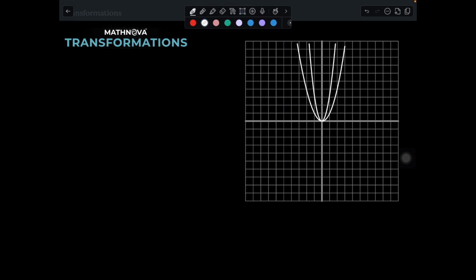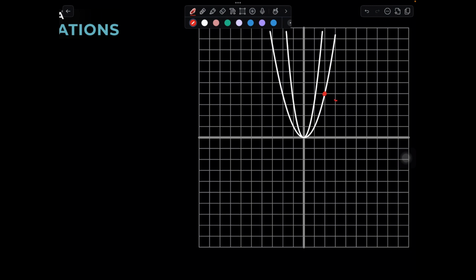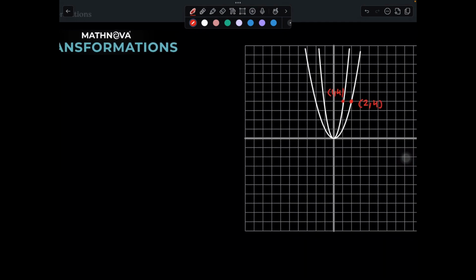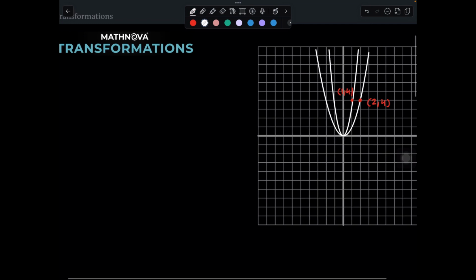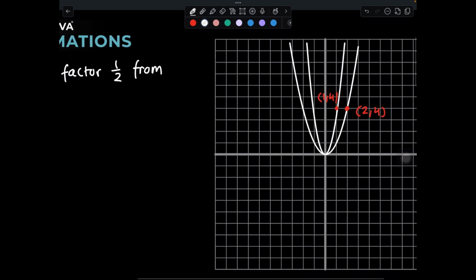Now I'll show you what happens when we stretch the graph horizontally, so this way. Okay, so before we did it upwards, now we're doing it horizontally. So let's look at one of the coordinates again. If we have this coordinate here, 2, 4, and we compress it inwards like that, this becomes 1, 4. Now, what that's called is a dilation of factor half, because we've halved the x value, from the y-axis. So it's really important to look at the direction that the coordinate has changed.